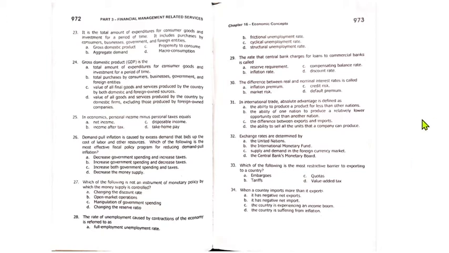31. In international trade, absolute advantage is defined as: A, the ability to produce a product for less than other nations. B, the ability of one nation to produce at a relatively lower opportunity cost than another nation. C, the difference between exports and imports. D, the ability to sell all the units that a company can produce. So in international trade, absolute advantage.